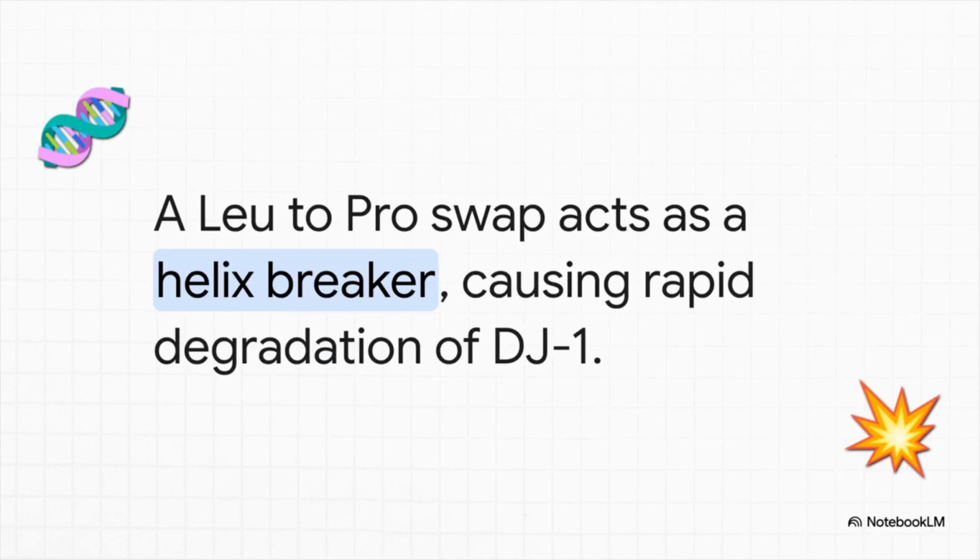Enter our virtual microscope. They used YASARA to model the DJ1 protein and mapped the exact genetic mutation right onto the 3D structure. The mutation was this L166 swap, meaning a leucine amino acid got swapped out for a proline. And boom, researchers could physically see the problem.